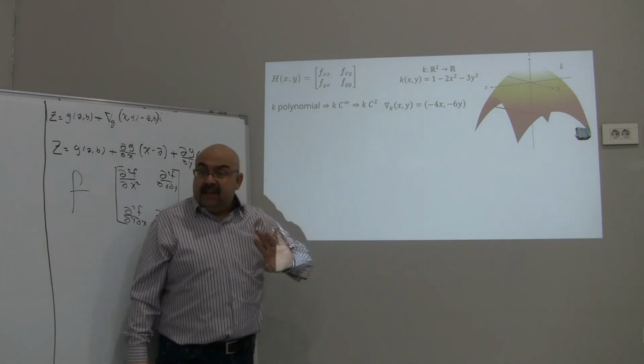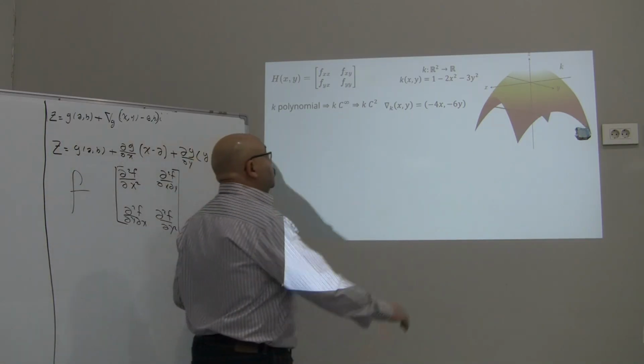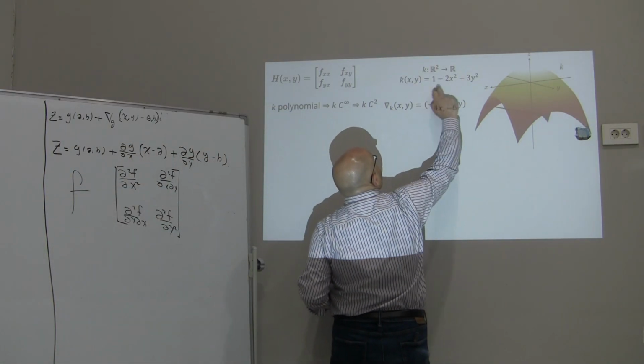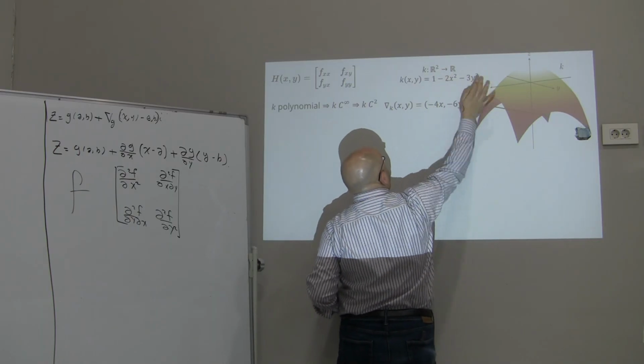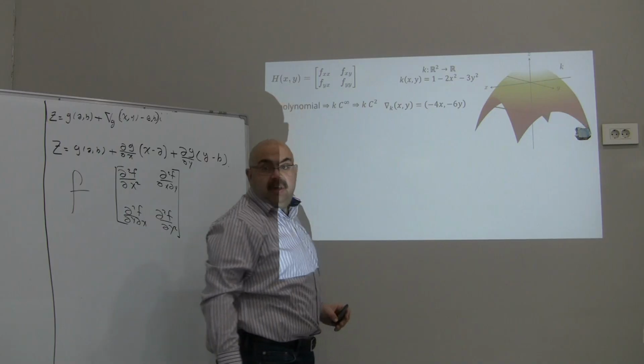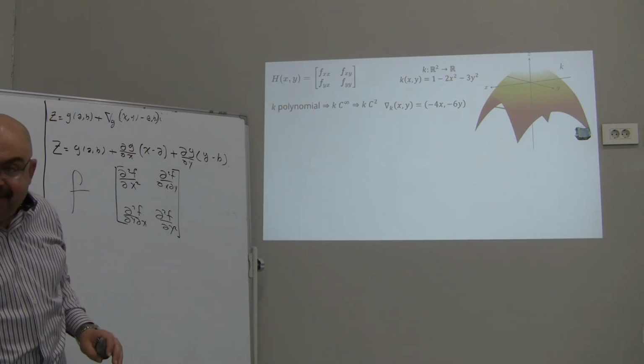If you do the gradient vector, which is the first derivative, differentiating with respect to x, this guy is going to be negative 4x. Differentiating with respect to y is going to be negative 6y. That's the gradient vector, the first derivative. I will start doing the second derivative.